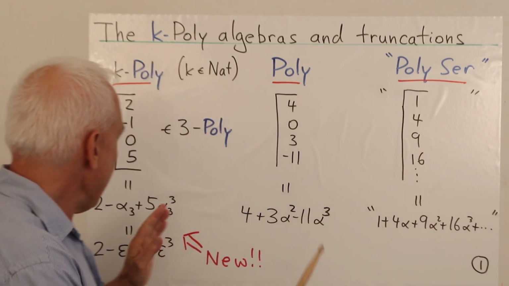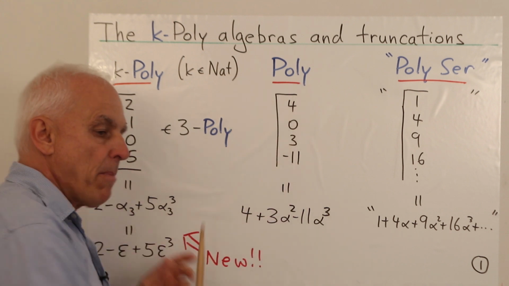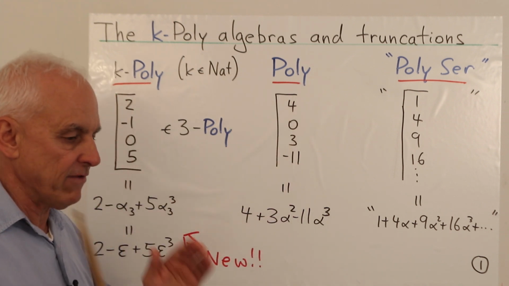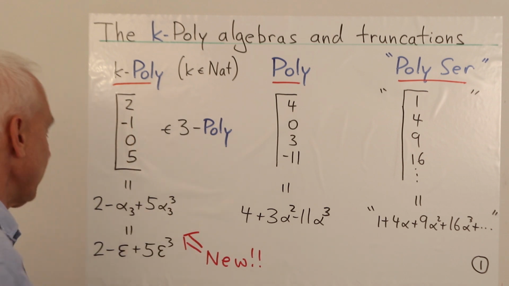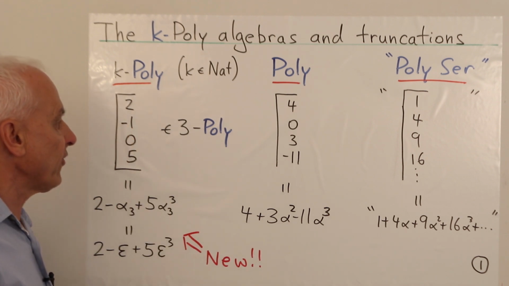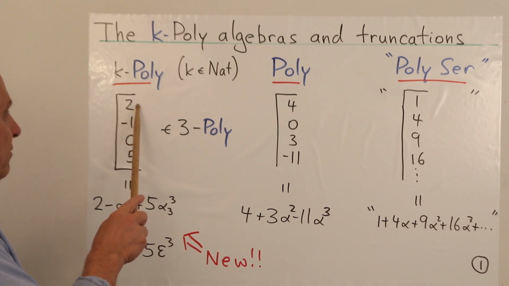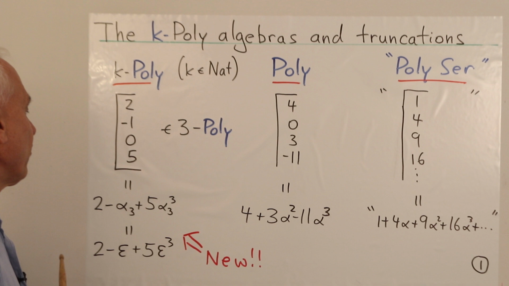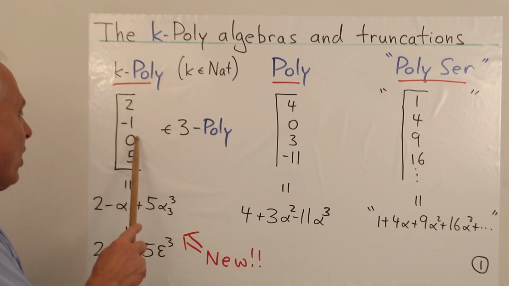Okay, but today we're going to go in the opposite direction and become even more concrete, even more finite, even more bounded with these K-polys. So here is what a K-poly is. It's a list of numbers, for us rational numbers typically. In this case, 2, minus 1, 0, 5.